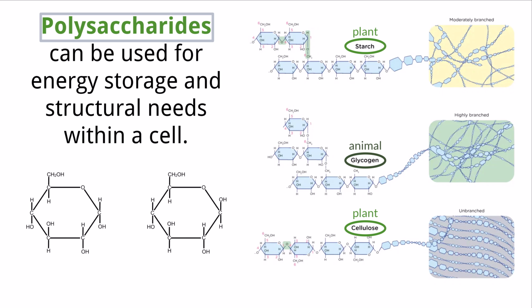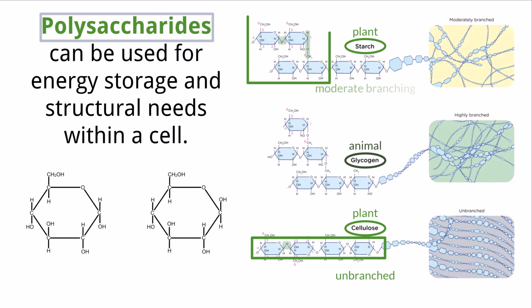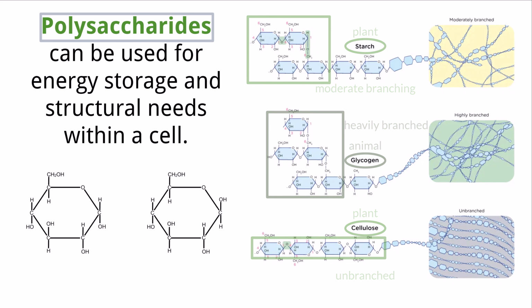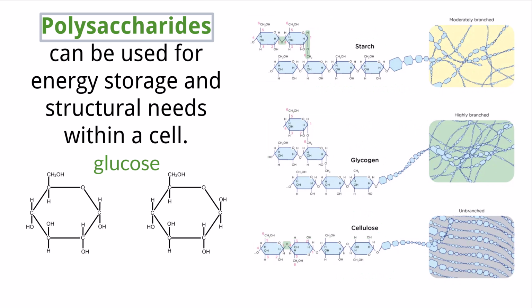And looking at a few structural differences, we can see that cellulose structures are unbranched, starch structures are moderately branched, and glycogen is heavily branched. And if we look at the similarities between these molecules, we can see that all of them are made out of the same repeated structure, glucose. Before we talk more about these large molecules, let's learn a bit more about the structure of glucose.